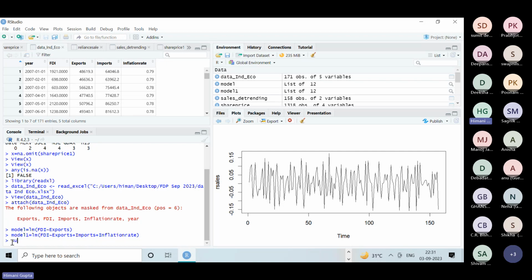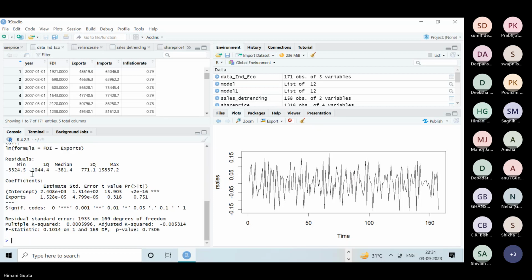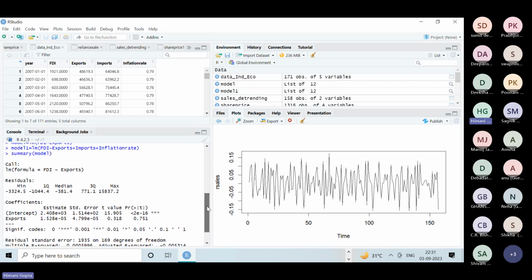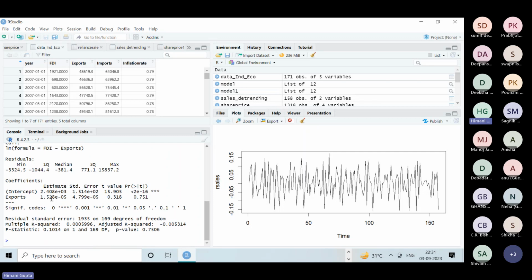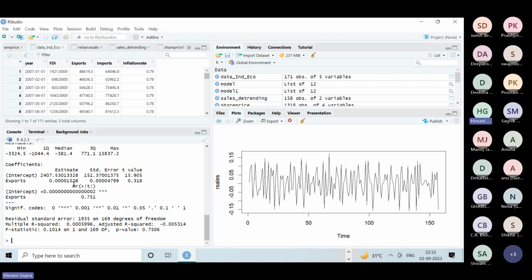Whenever you have to find the results, you will write summary of model, because I have stored the values in the object model. Now you can see the summary when I have taken FDI depending on exports. You can see that the values are in exponential terms because I have not used the command options. Yesterday I told you, if you want to remove this exponential notation, you have to give the command options, scipen equal to 999. Now let me give the same command again, summary model. Now you can see the exponential term is removed.